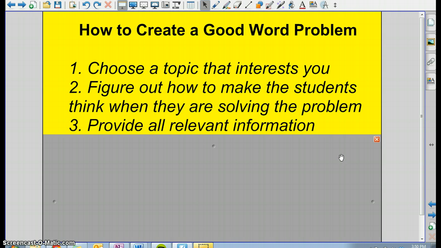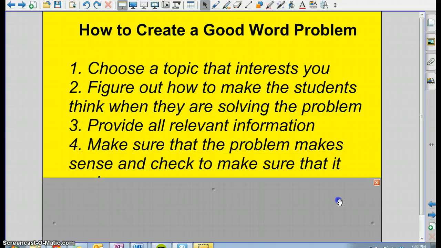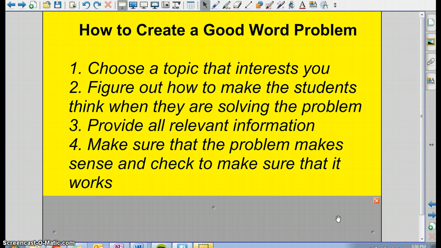The third thing is when you actually create the word problem, you need to provide all the necessary and relevant information. You don't want to leave something out that would create a situation where the students don't know how to solve the problem or are missing information so they can't solve it. And the last thing is simply make sure that the problem makes sense and check to make sure that it works. Obviously, you are looking for a specific answer or a specific outcome, so make sure you do your part as the teacher in checking out the answer.